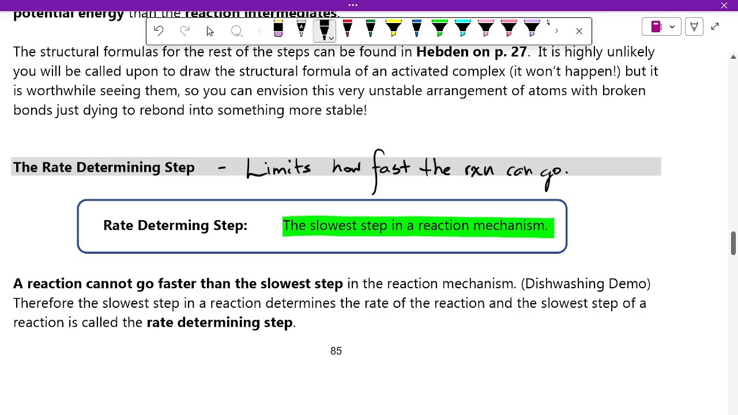A reaction cannot go faster than the slowest step. Just can't do it. Nope. And we're going to do a little dishwashing demo. So I need 3 volunteers to come up and be my dishwashers. Excellent, excellent, excellent. Come on up.